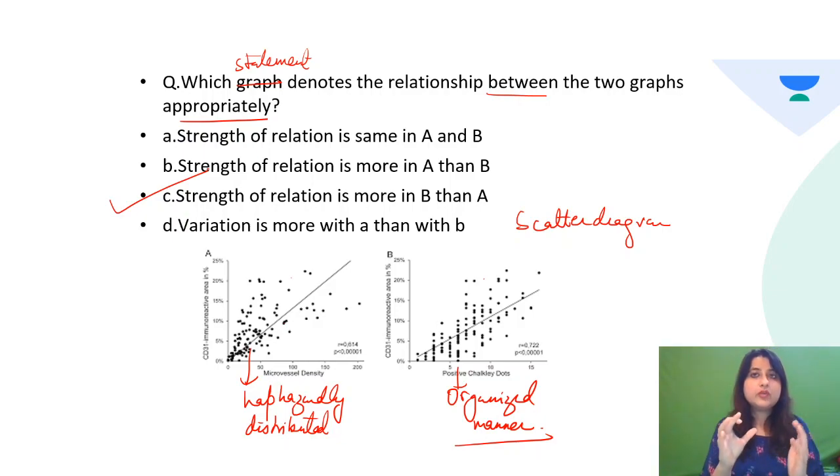So the distribution, the slope, all give us an idea about how much is the correlation. Is it strong, weak? यहाँ पे the dots are uniformly distributed. So strength of relationship becomes more in B than in A. Alright, so this was a very short attempt to make you understand correlation coefficient and their interpretation with certain MCQs.